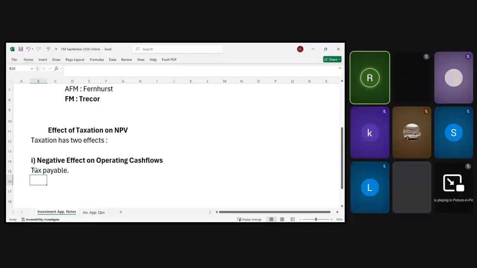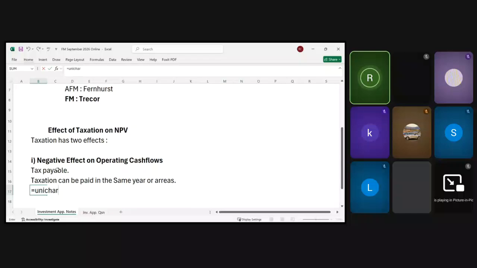And tax can arise. We can pay tax in the same year or in arrears. Taxation can be paid in the same year or in arrears. That is very key and very important. And what does same year mean?